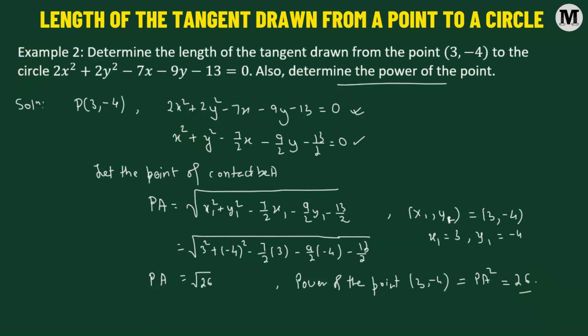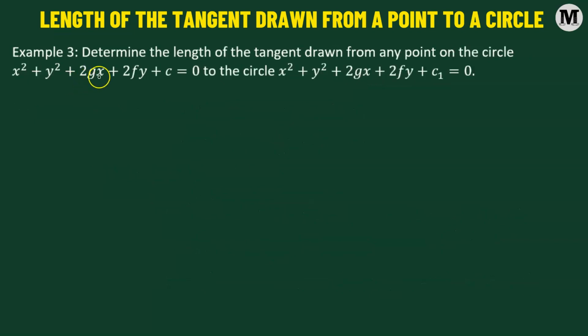Okay, let's move on to the next problem. Problem number 3. We need to determine the length of the tangent drawn from any point on the circle, so this is the circle, to another circle whose equation is given to us. Let us begin. So here, let's begin by first considering a point on the first circle with coordinates x1, y1.